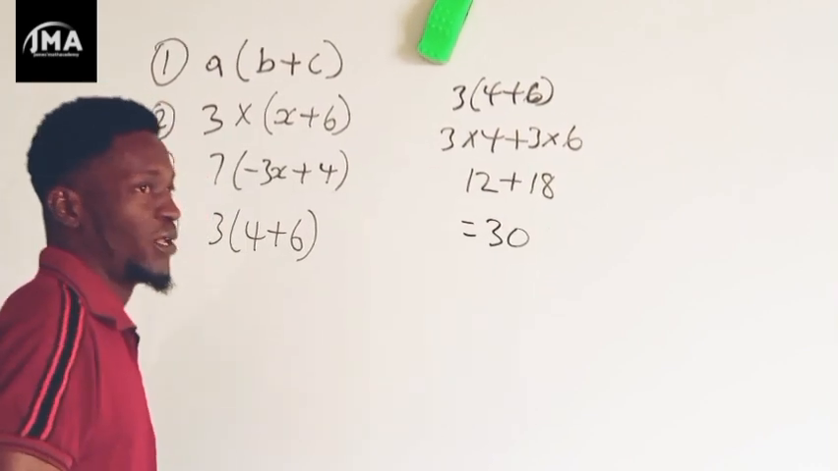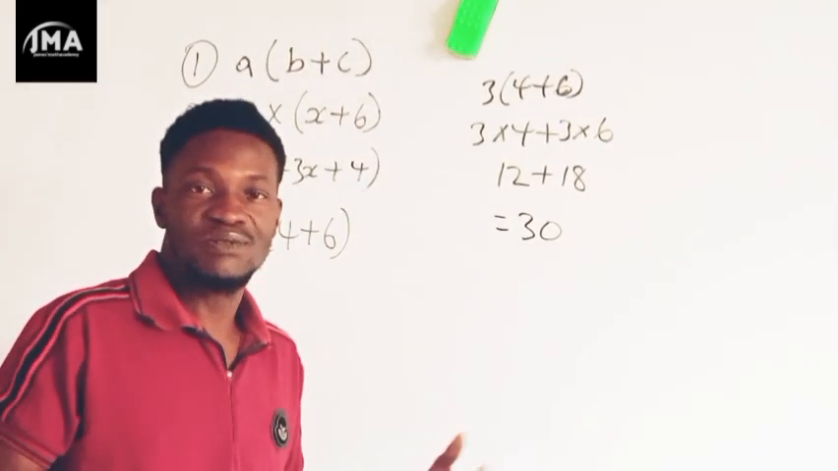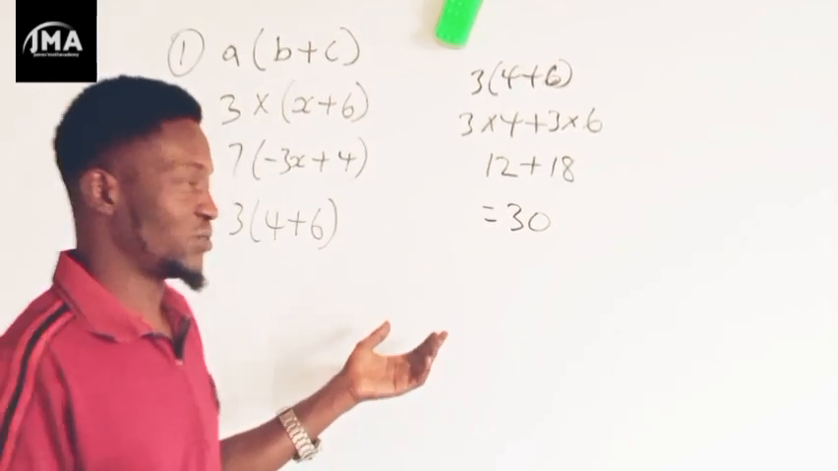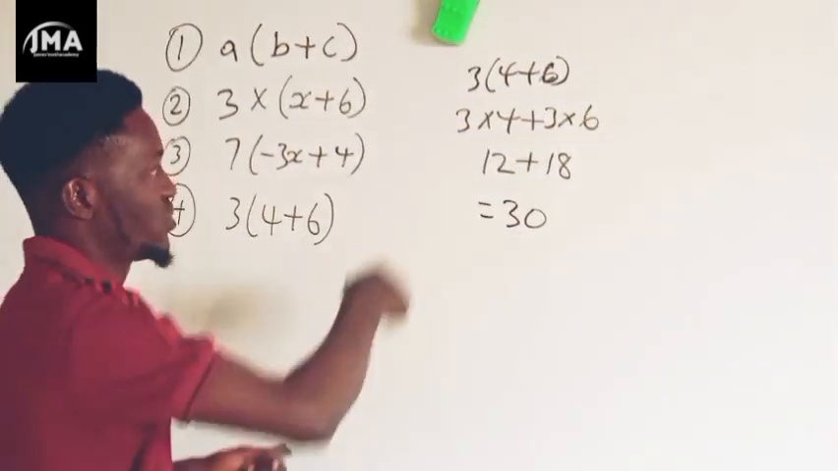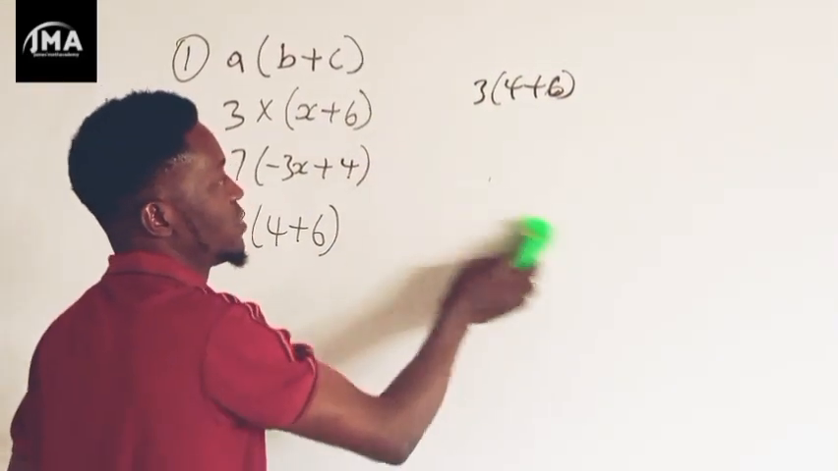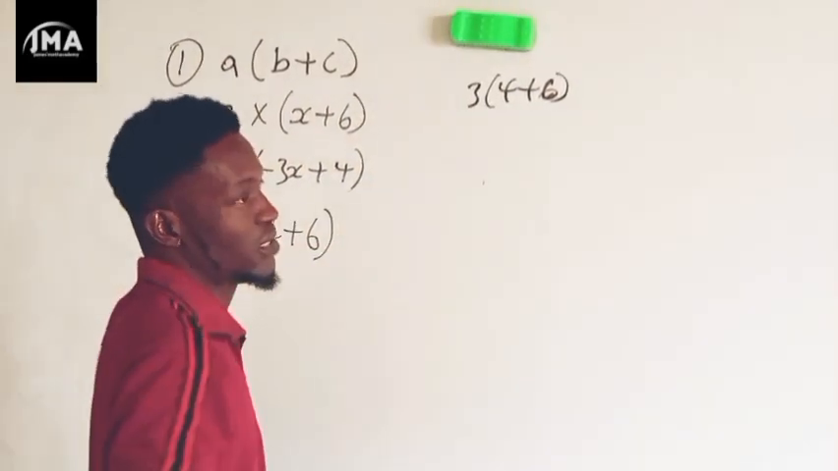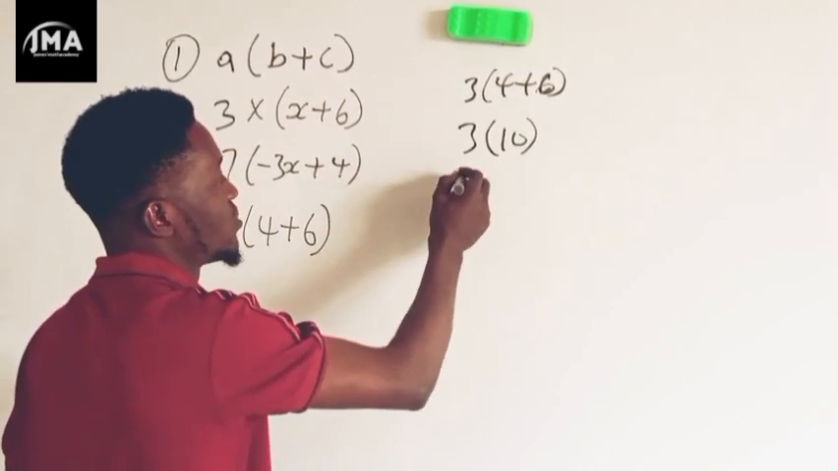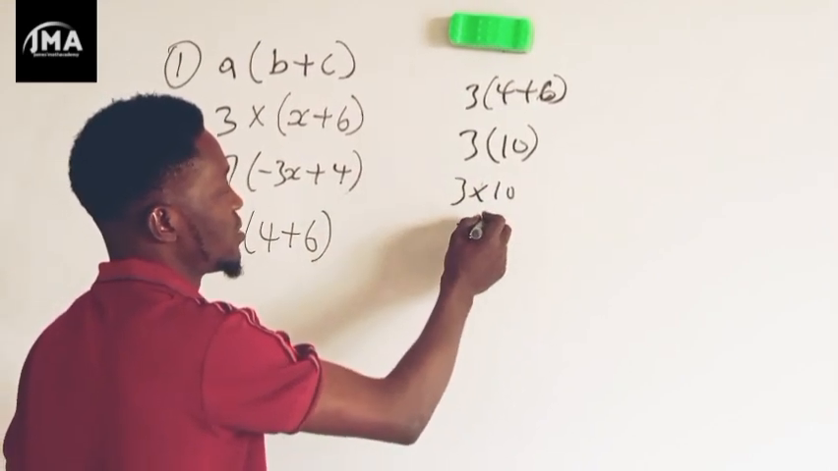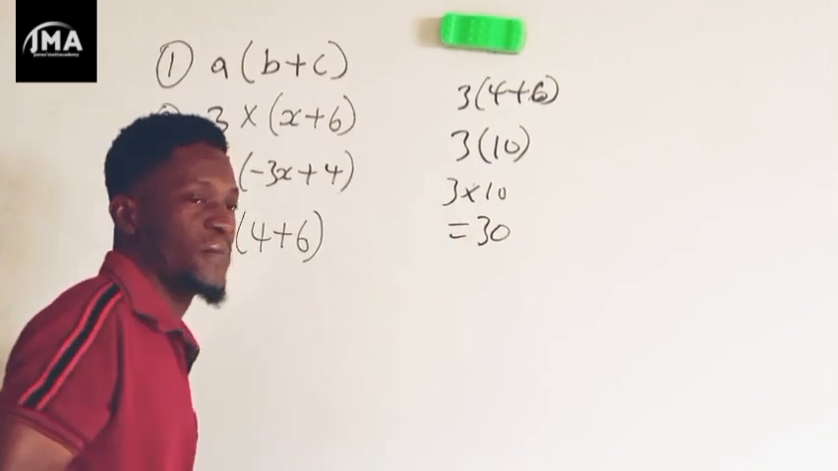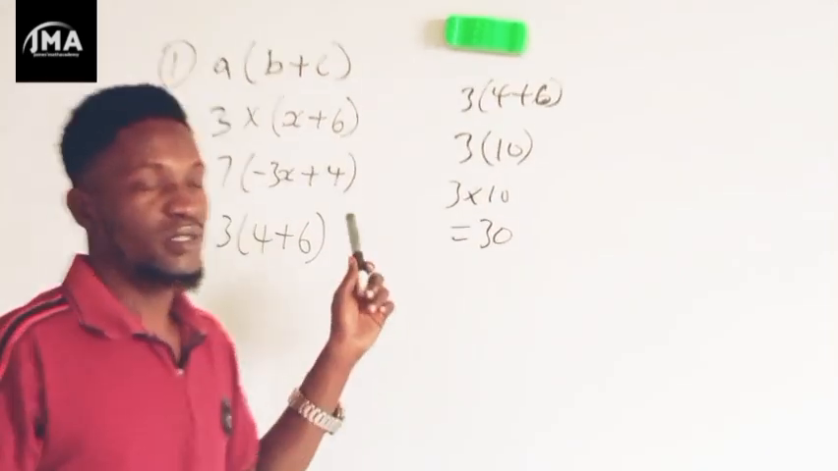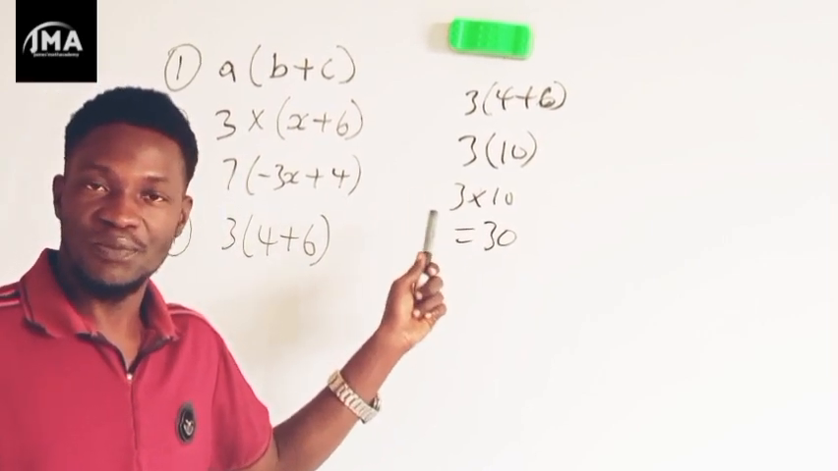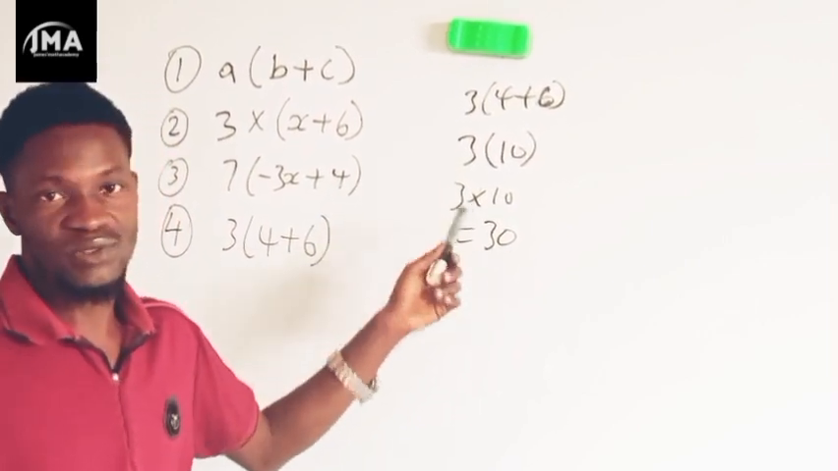Even without the distributive property, you can also get 30, because these are the same thing. You can say 4 plus 6 first. 4 plus 6 is 10. So you say 3 times 10. 3 times 10 is 30. So apart from the distributive property, we can also use this particular method to solve it.